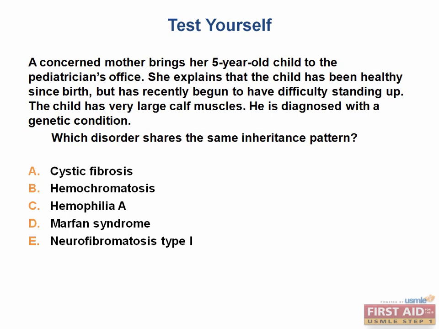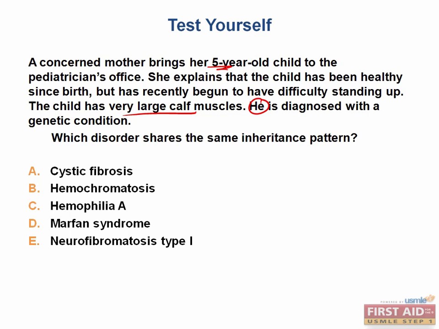So like a lot of questions on the step 1, this requires 2 steps to figure out. The first step is diagnosing the condition, and the second in this case is picking a disease with a similar inheritance pattern. So first of all, what disease does this patient have? Well, the real giveaway here is the very large calf muscles in a child, which should really make you think about muscular dystrophy. The fact that the patient is a male and is 5 years old will confirm this diagnosis, and further suggest that this is Duchenne muscular dystrophy.